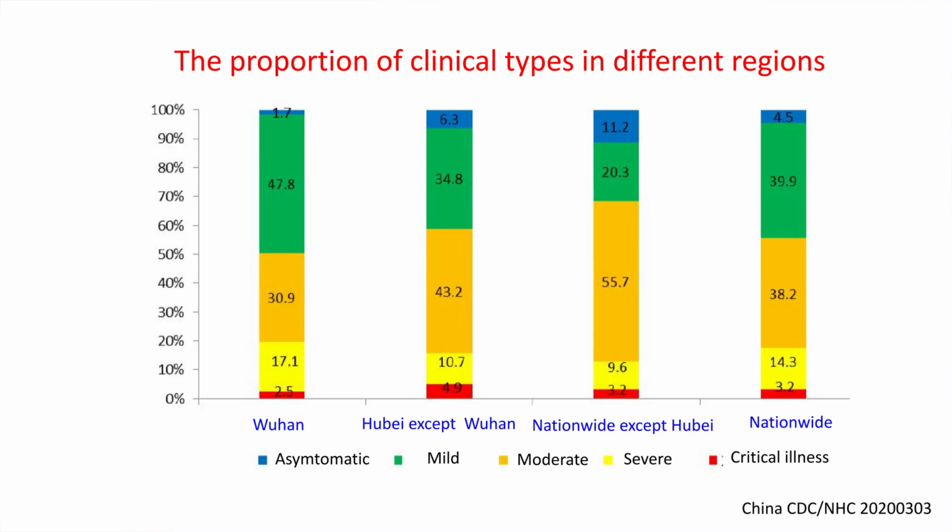These slides show the proportion of clinical types in different areas. On the right hand, you can see this is all over China, nationwide. Most patients show the mild and moderate situation, about 80%, and the total severe and critical is about 17.5%. But in the Wuhan area, there are more severe cases.